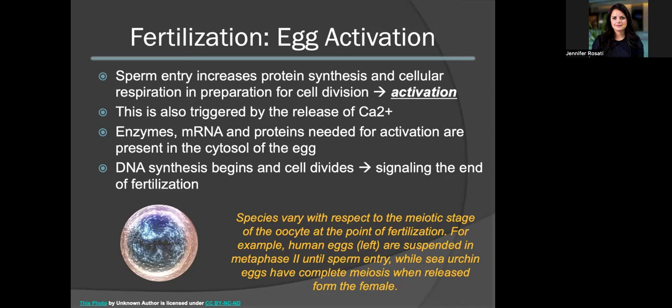Species vary with respect to the meiotic stage of the oocyte at the actual point of fertilization. For example, human eggs, as seen to the left, are suspended in metaphase 2 until the sperm enters the egg. However, sea urchin eggs complete meiosis when they are released from the female.